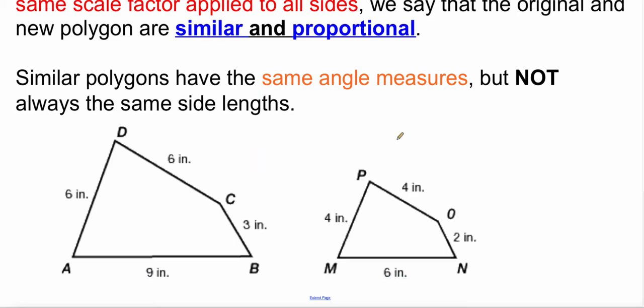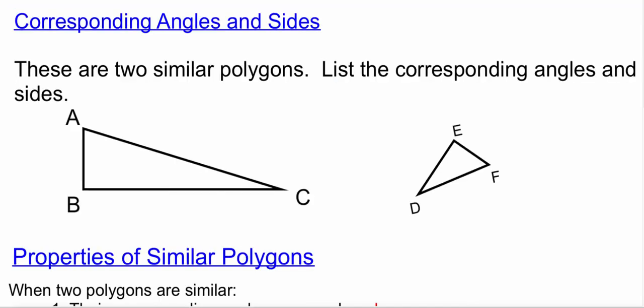So in this case, we have all angles that are equal and all sides are proportional, meaning that these two polygons are similar. So now what we want to do is figure out what are the corresponding sides and angles for these two figures. So I'm going to first look at my angles. My smallest angle is angle C in the big triangle. The smallest angle in the smaller triangle is going to be angle D. So I'm going to say that angle C corresponds to angle D.